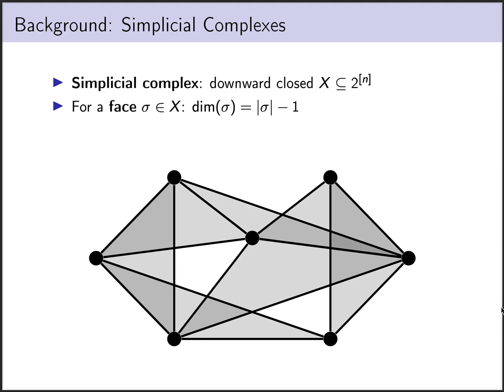So here's an example. We say that the dimension of a face is one less than the number of vertices. So here's a vertex or a zero-dimensional face, an edge or a one-dimensional face, and a triangle or a set of three vertices is a two-dimensional face. And because this is the highest dimension of any face in the simplicial complex, we say that the simplicial complex X has dimension 2.